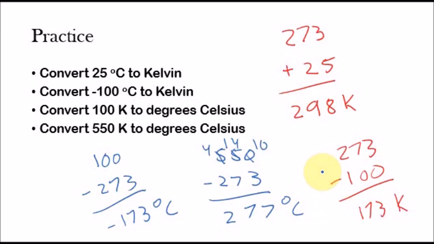If you want to convert from Celsius to Kelvin, add 273. If you want to convert from Kelvin to Celsius, subtract 273. Pretty simple.